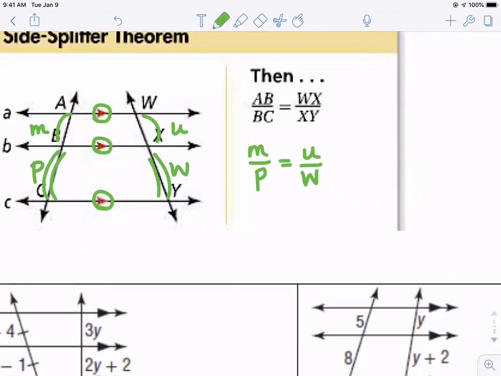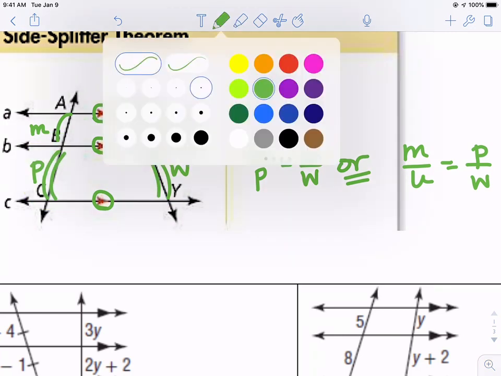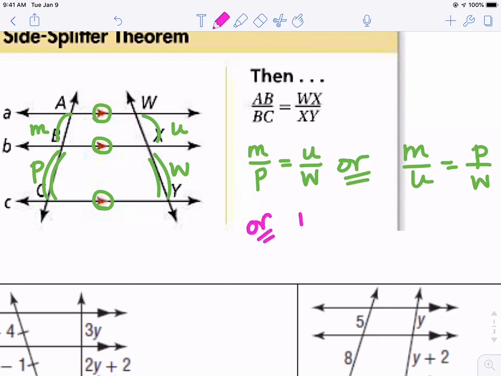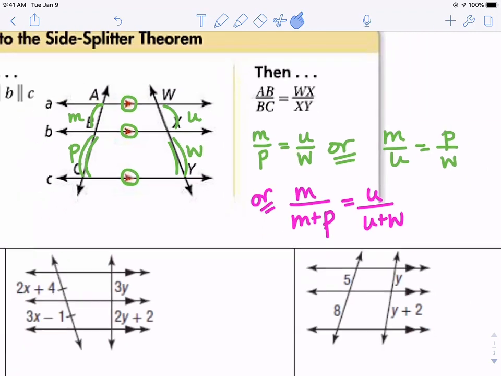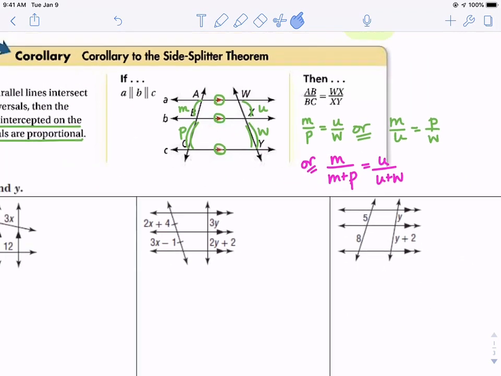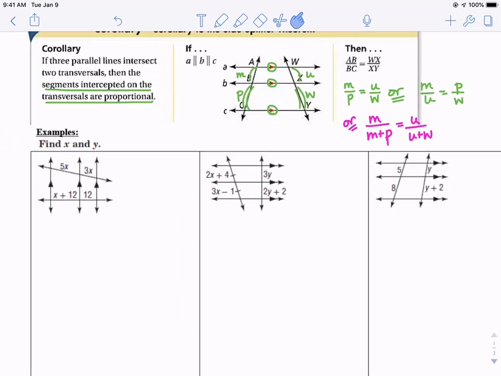Or an equivalent proportion. So you could, for example, say M is to U as P is to W. Or again, any equivalent proportion to that. So you can bounce back and forth if you want to go M to U and then P to W. Now again, it would actually still work if you wanted to do M is to M plus P as U is to U plus W. If you wanted to compare the little to the whole, that would work as well. It's just simpler to do the green proportions that I just showed you.